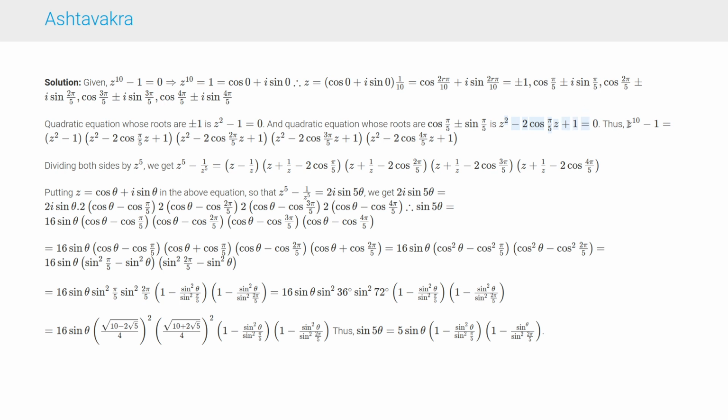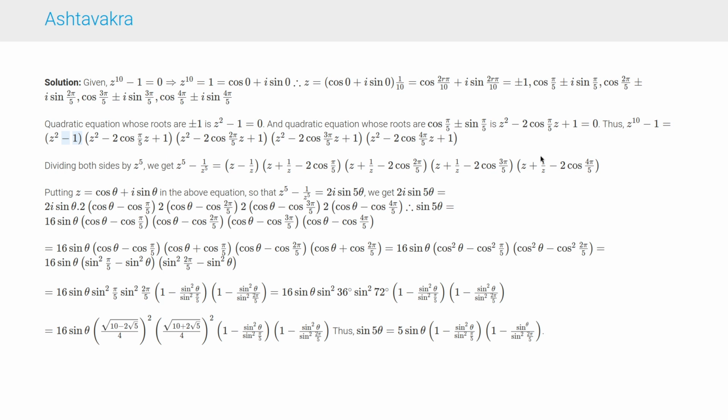So like one of the previous problems, z to the power 10 minus 1 will become (z square minus 1) into (z square minus 2 cos π by 5 z plus 1) into (z square minus 2 cos 2π by 5 z plus 1) into (z square minus 2 cos 3π by 5 z plus 1) into (z square minus 2 cos 4π by 5 z plus 1).